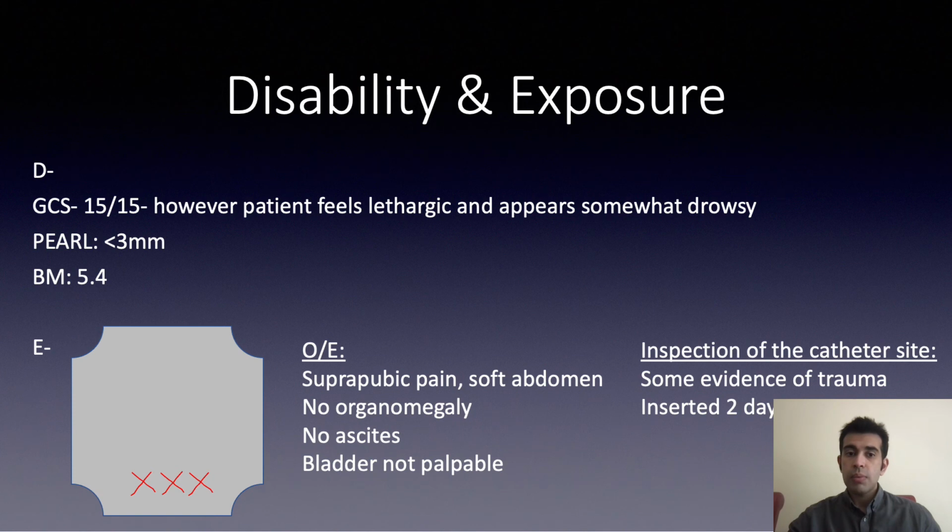You then move on to examine the patient's abdomen, to which you find suprapubic pain, but a soft abdomen otherwise, no obvious organomegaly, no ascites, and the bladder is not particularly palpable, which may rule out a few of your differentials. You have a look at the catheter site, and you notice some evidence of trauma. He tells you that he inserted it about 2 days ago from that place.